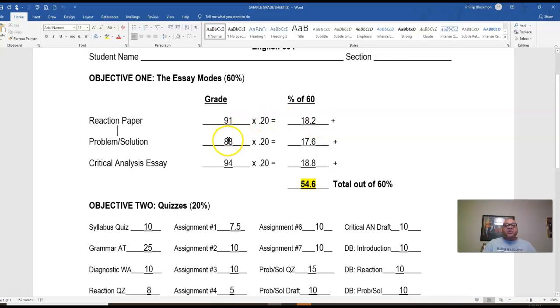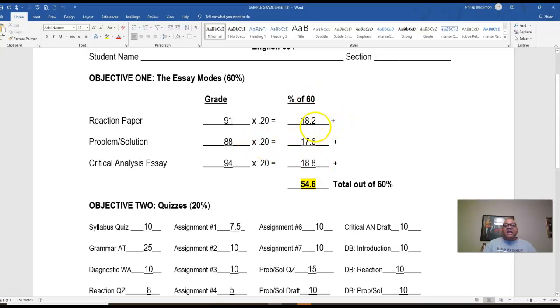Do the same thing with the problem solution. If you made an 88, multiply this by 0.20. Make sure you put the point there on your calculators. 0.20, that gives you 17.6 out of 20. The critical analysis essay, 94 times point 20. Again, don't forget to put the point on your calculator. And that's going to give you 18.8 out of 20.